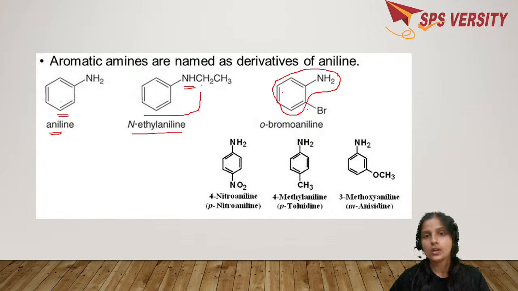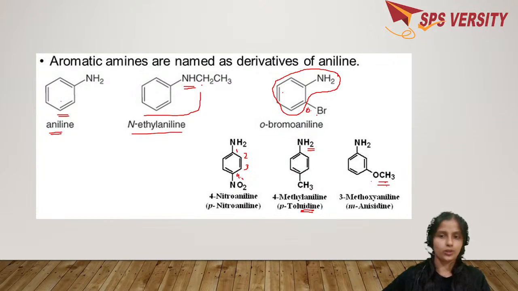This is aniline, to which this is the ortho position, so ortho-bromoaniline. Here, para: 1, 2, 3, 4. You can name it as 4, or this is the para position, para-nitroaniline. And if the methyl group and NH2 are attached to the same benzene ring, then it is called toluidine. If NH2 and OCH3 are present in the same compound, then it is called anisidine.